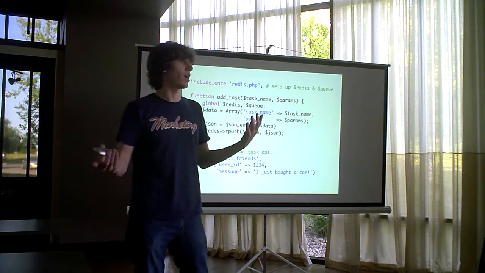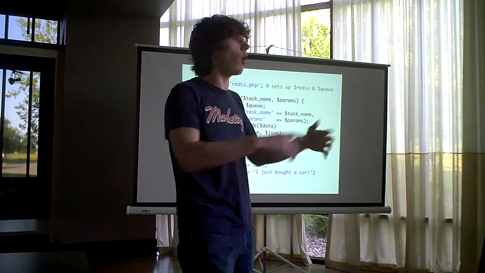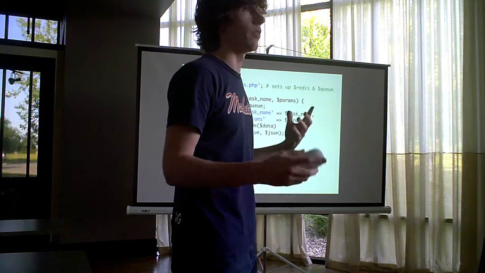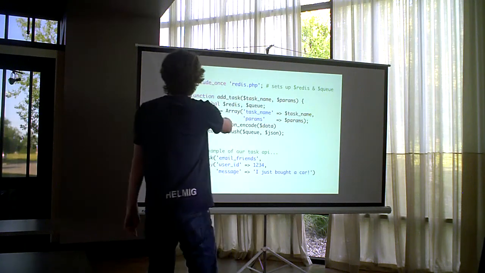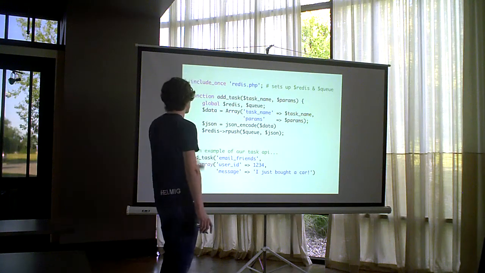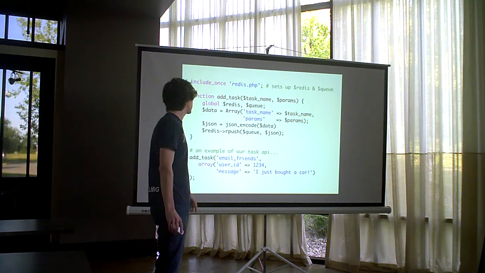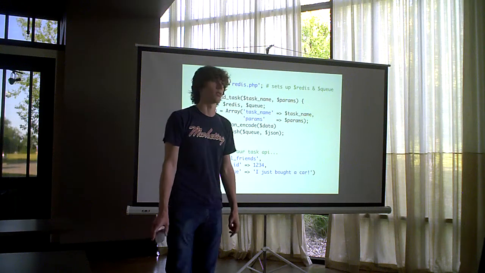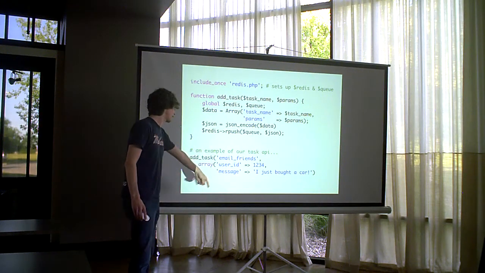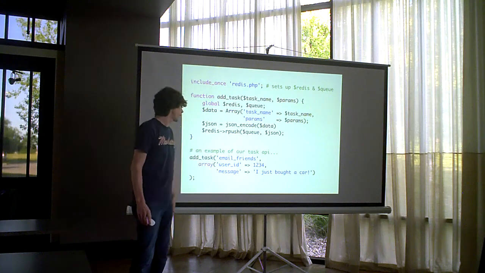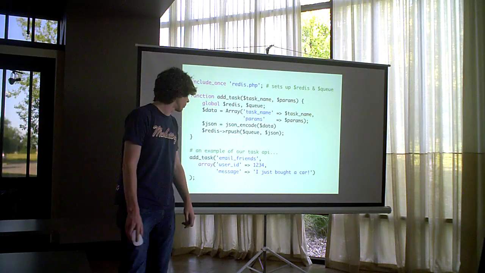Params would be an array of some sort, which would include all the data you need to actually run that task, right? The discrete data that you need. We're going to encode it in this array, encode it as JSON, and then we're going to push it into the queue. We're going to push the JSON into the queue. And then this is kind of the example of the API that you have, right? Add task, email friends. Here's the data that the task wants in order to run.